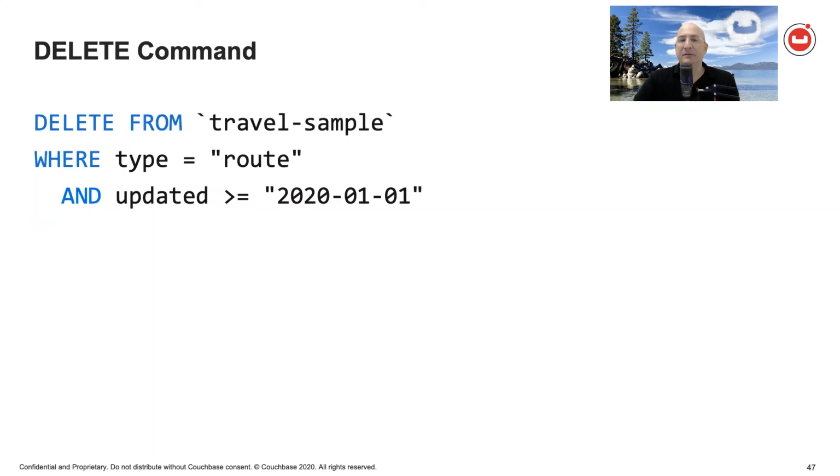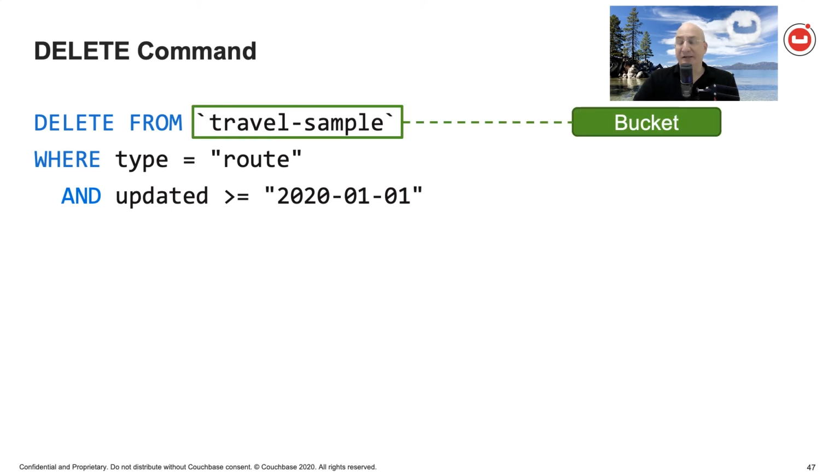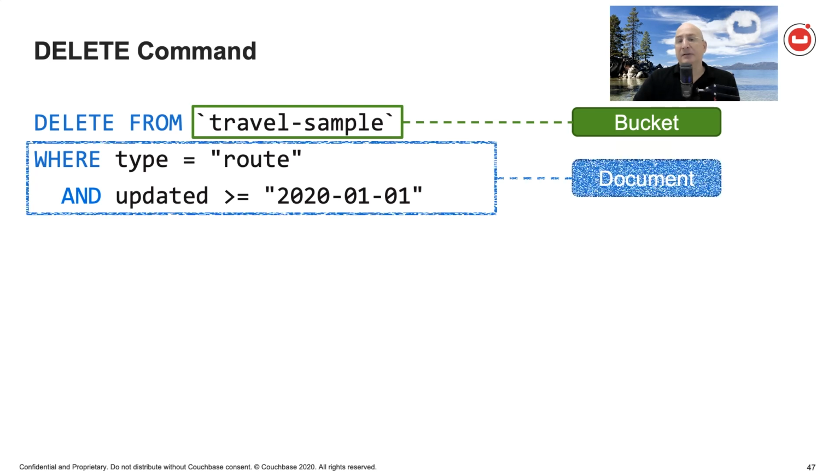The delete command in NQL looks exactly like the delete command of SQL, and it works pretty much the same as well. You specify which bucket you wish to delete from, and use the where clause to specify a logical expression that selects the documents to delete. Here, we'd like to delete all the documents of type route that were updated since January 1st, 2020.